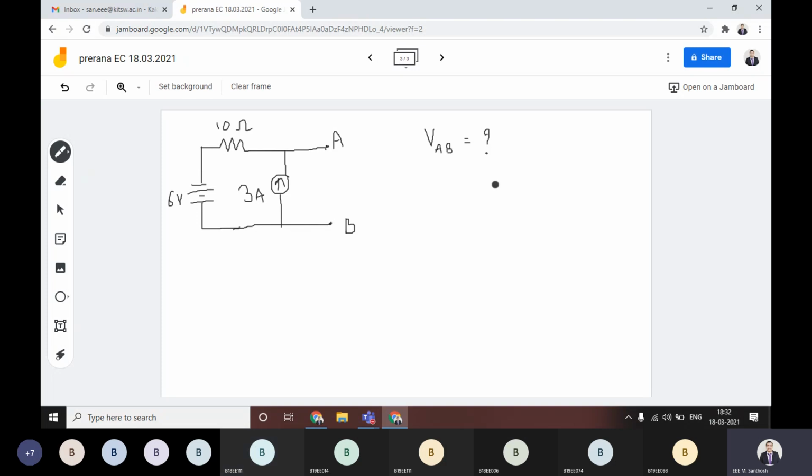Sir, tell me. Sir, 6 volts comes. Sir, can you give the options, please? There are 4 options: 3 volts, 54 volts, and 24 volts, and 36 volts. 36 volts. Yeah. How did you get 24? How did you get that 36 volts? How did you get 24?